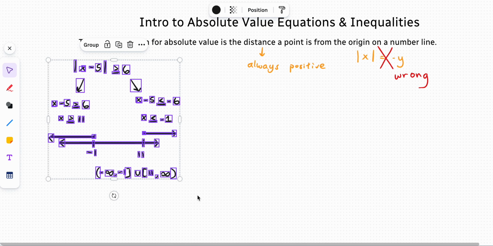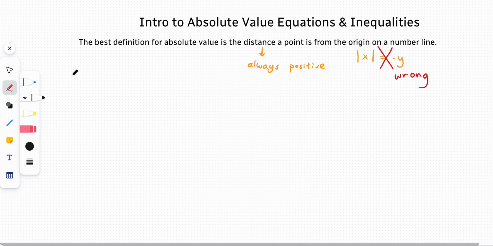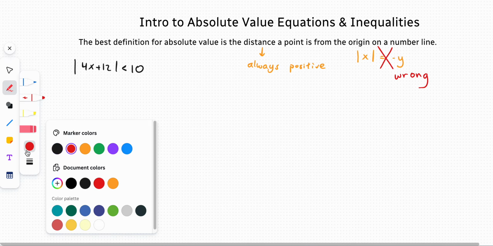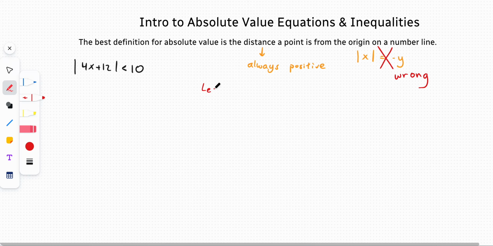All right, now that we're confident with greater than, we can move on to some less than problems. Let's solve for x given that the absolute value of 4x plus 12 is less than 10. Less than is a little bit different. To remember the less than rule, I'll write this: less than, so we have a "than" and.